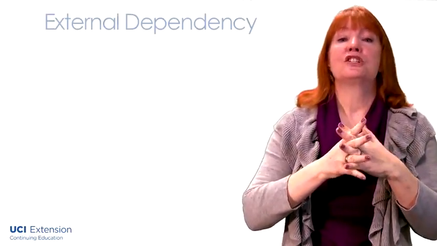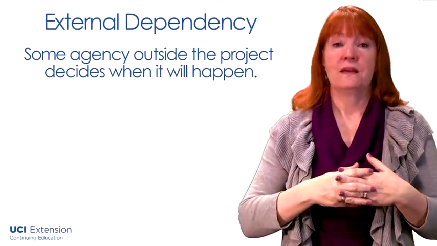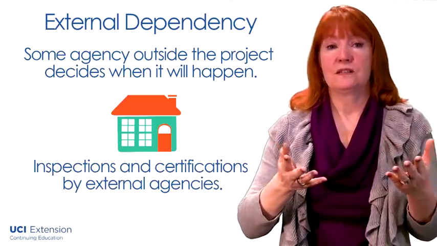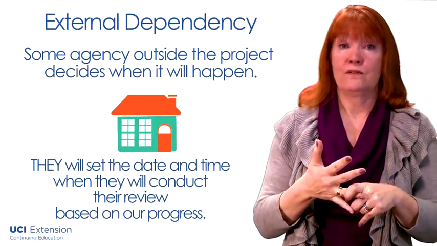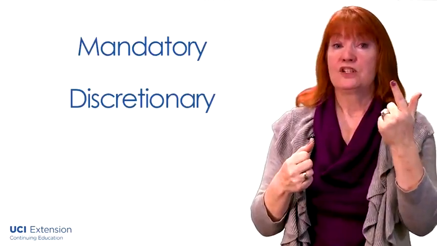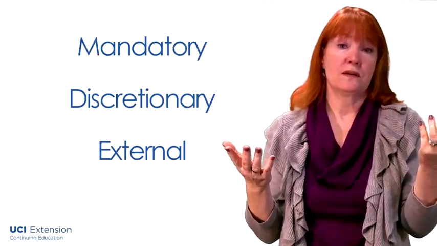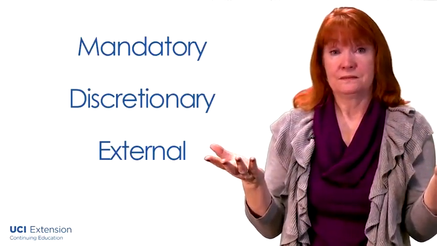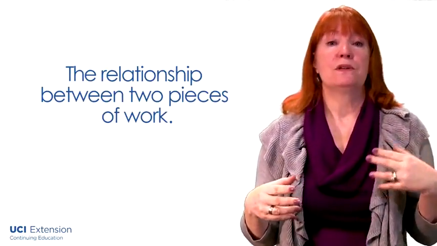There are also times when you have to do something in a certain order because it is an external dependency. In other words, some agency from outside the project decides when it happens. If we are building a house, we will be subject to inspections and certifications by external agencies. They will set the date and time when they will conduct their review based on our progress. It is important to know if you are performing work in a specific order because it is mandatory, discretionary, or due to some external agency. That way, if you find it necessary to make changes to the sequence of the work, you know if that's even possible to do.